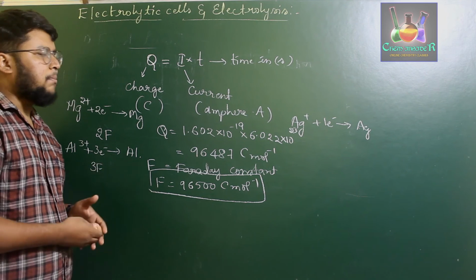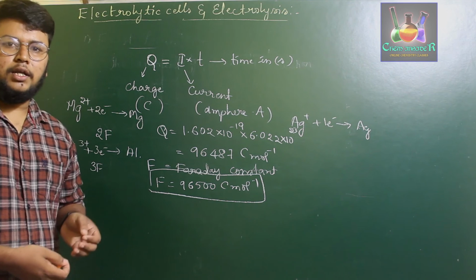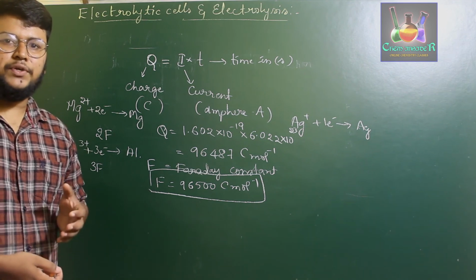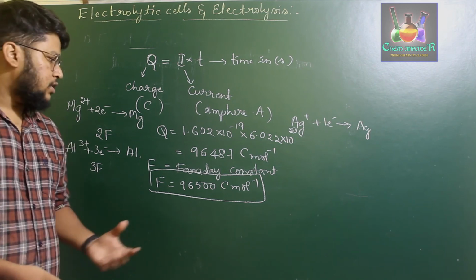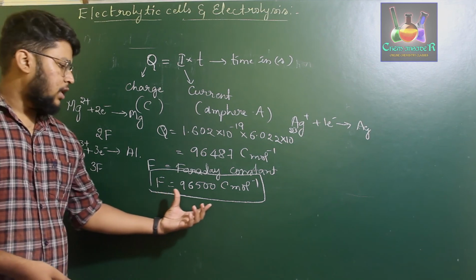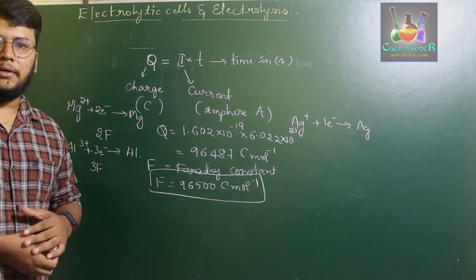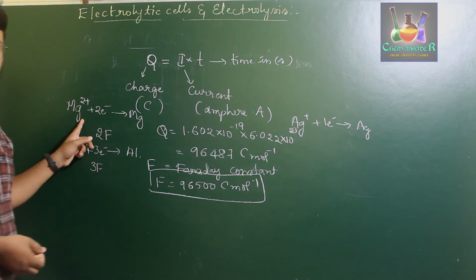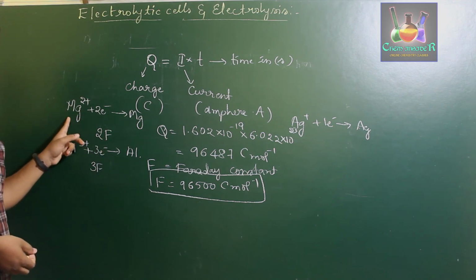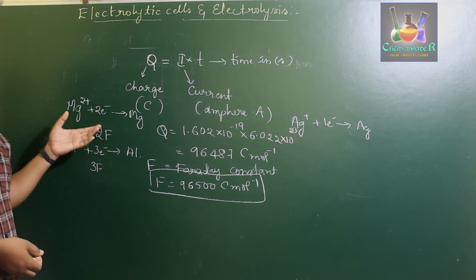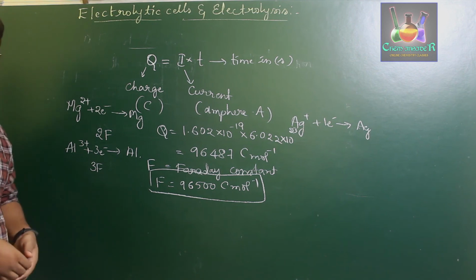Okay, so this is about Faraday's explanation regarding the charge. Whenever you consider a particular metal ion to get liberated, we need to supply a certain amount of energy in the form of electrons. That energy is the Faraday's constant value, that is 96,500 coulombs per 1 mole of ion to get liberated. In this reaction, we are using 2 electrons for 1 ion of Mg2 plus. Therefore, we need to supply 2 Faradays. For Al3 plus, we are using 3 Faradays.